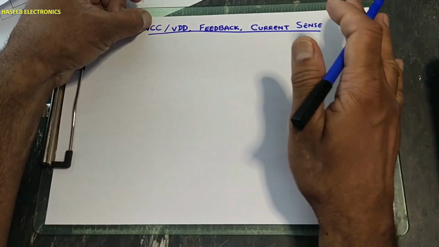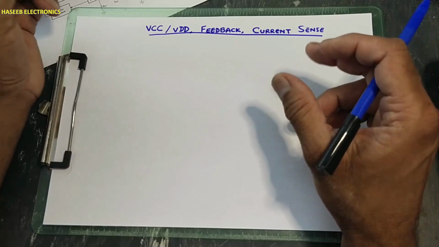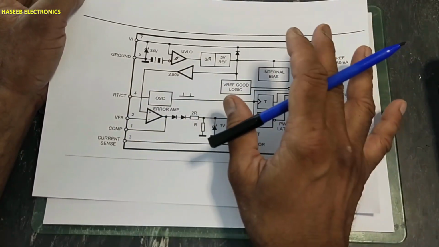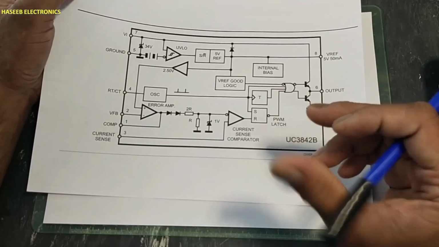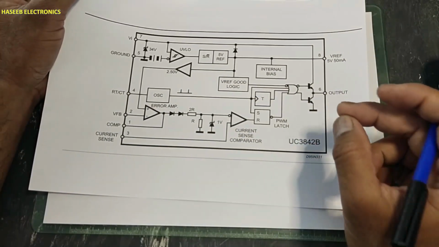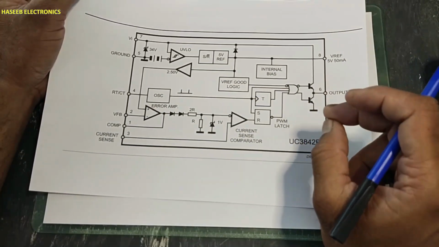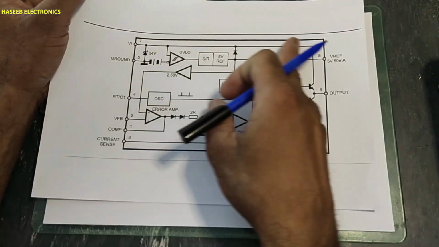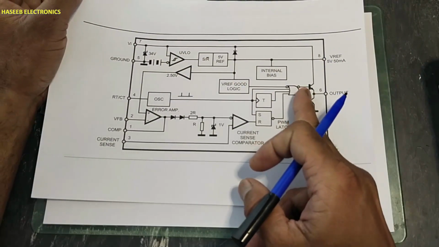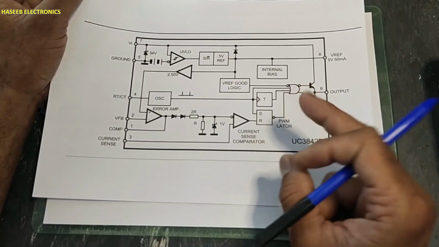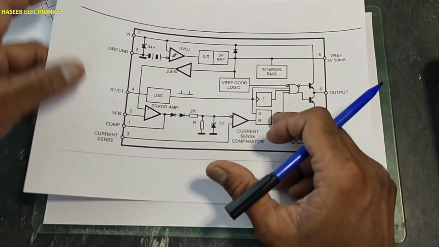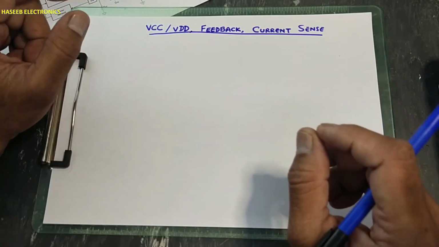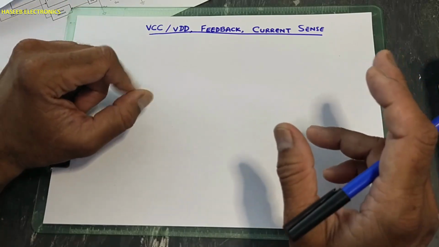VCC or VDD is the chip voltage or biasing voltage for any integrated circuit. Why do we say VCC for any IC when it is using transistors? That means we need a common collector voltage. Here are transistors, so it needs VCC, common collector voltage. The word VCC gives us an idea that it is a transistor based IC.